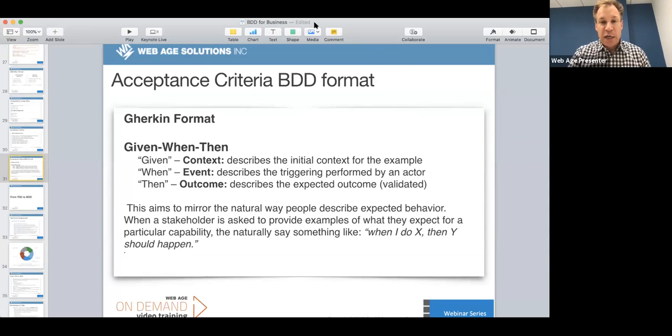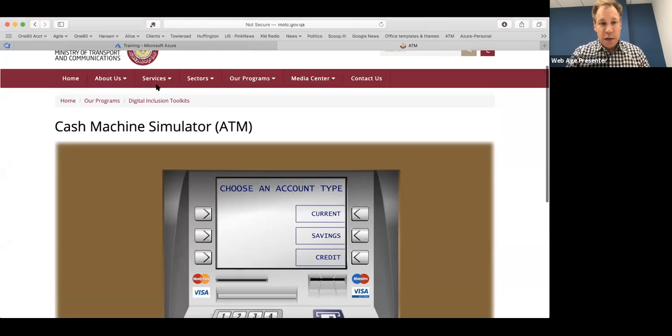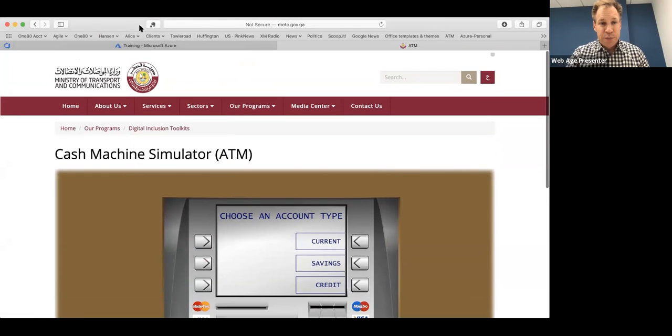So let's go back to our ATM machine here. Where did it go? Here. Let's bring it up. I'm gonna refresh it so it comes back up.